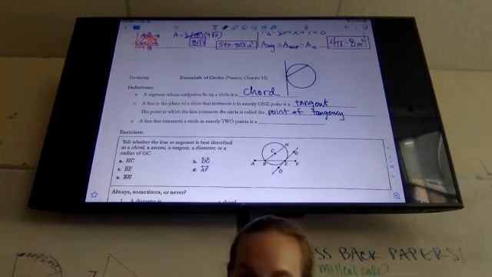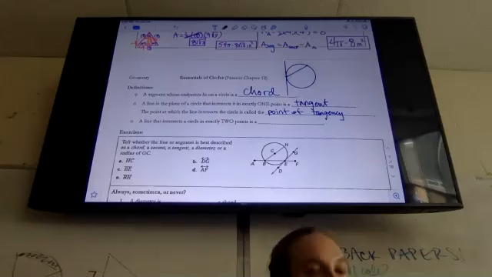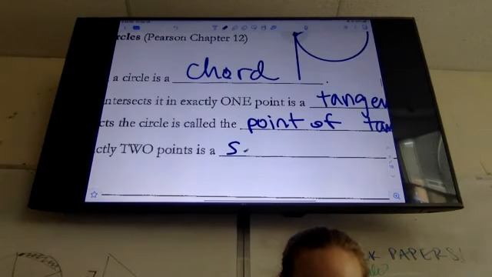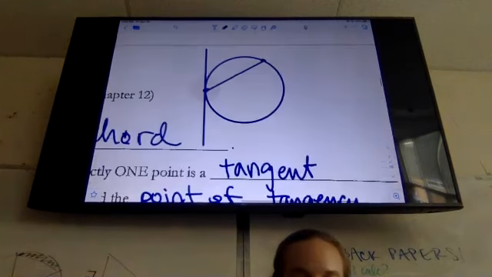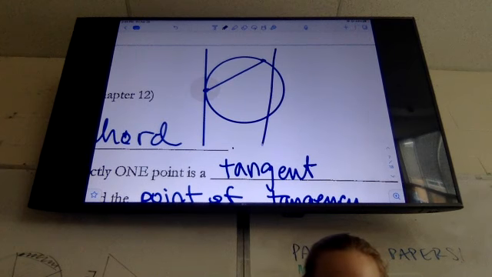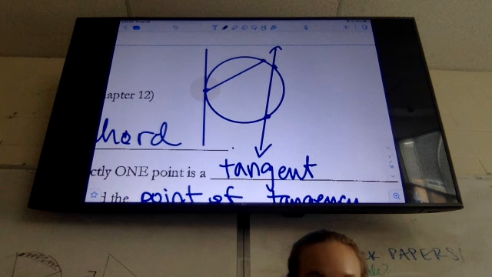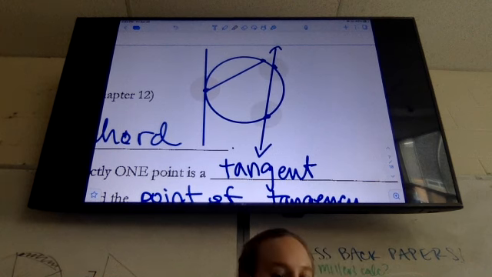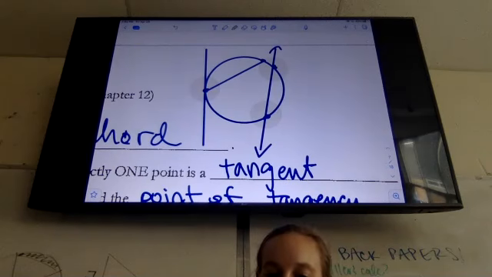And then last, it says a line that intersects a circle at exactly 2 points. Again, this is a new word for you. This is called a secant. A secant is essentially a chord that just goes on and on and on. Our chord has endpoints, so it ends. A secant would go through the circle and keep going. So it intersects at this point and this point, but it keeps going outside the shape. So we knew about chord before this. Now we're adding 2 more lines that are important to our shape.